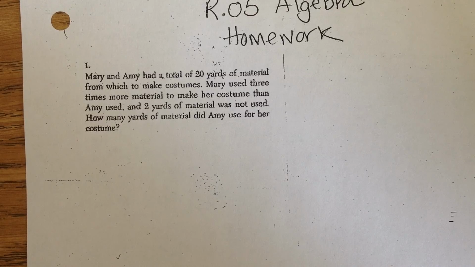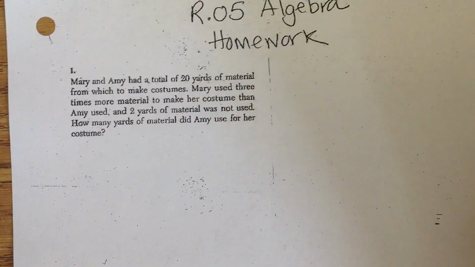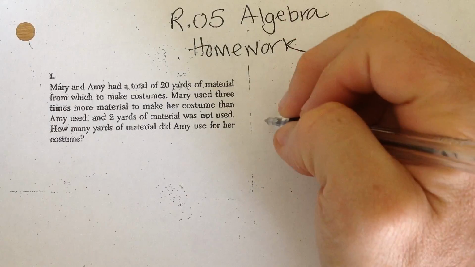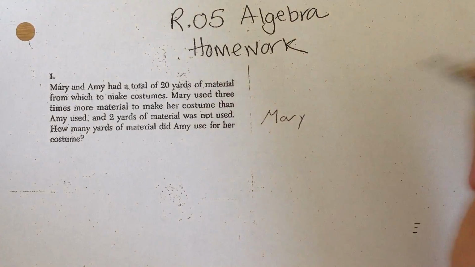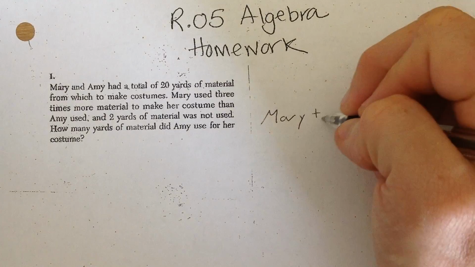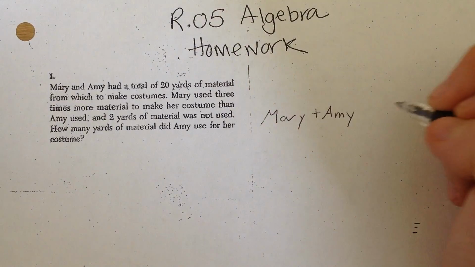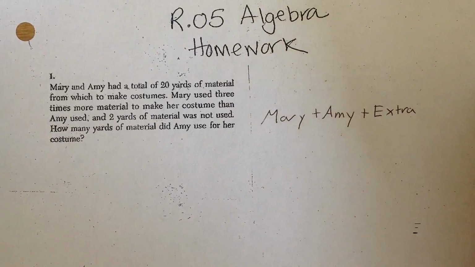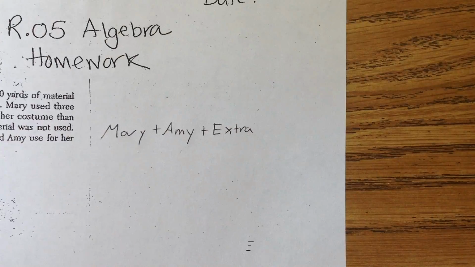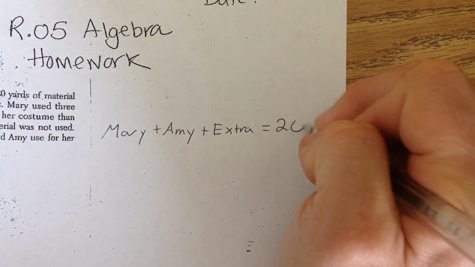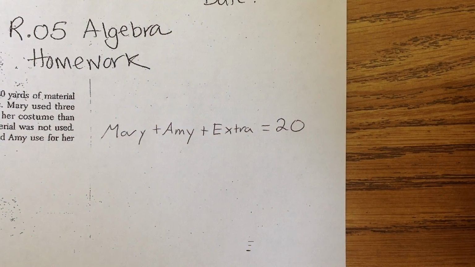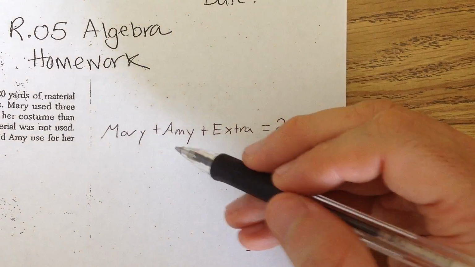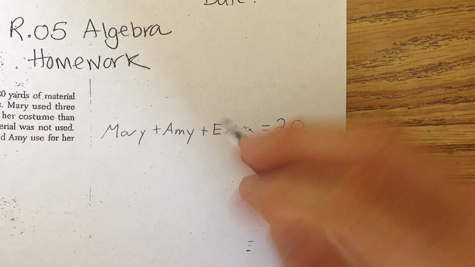Alright, so we're going to have to set up an equation here to help us solve this. And before we get into the details, the basic logic here is we're going to take whatever Mary used, add it to whatever Amy used, add it to the extra, and all together, that should equal the 20 yards that the problem told us we had. So we already know the extra's 2 because that's in the problem. We've got to figure out what we're going to put in for Mary and Amy.